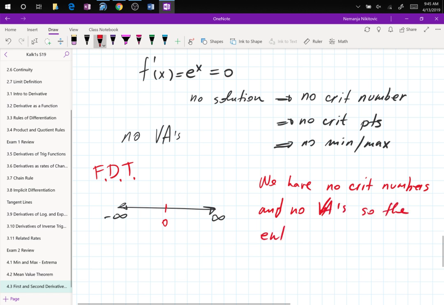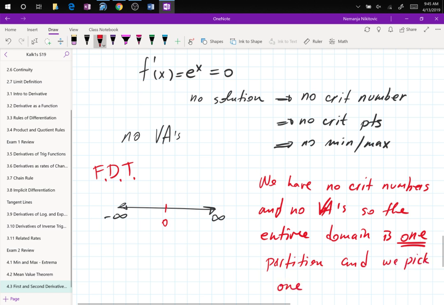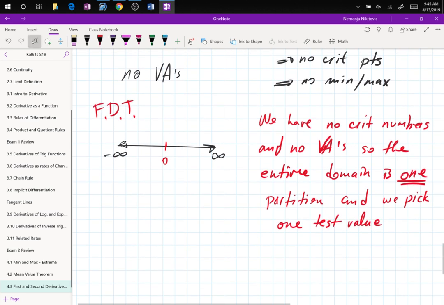So the entire domain is one partition, and we pick one test value, and then we do the first derivative test. So now my value is 0, and I say f prime of 0 is e to the 0, which is equal to 1, which is bigger than 0, which means that f of x is increasing.